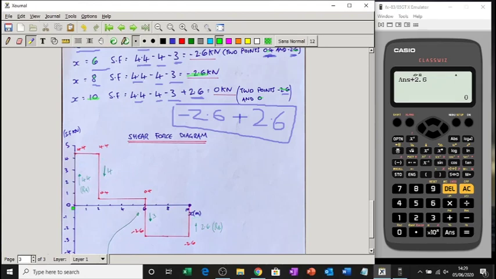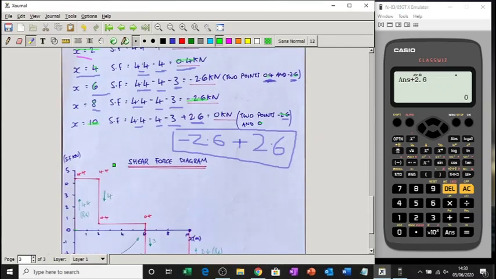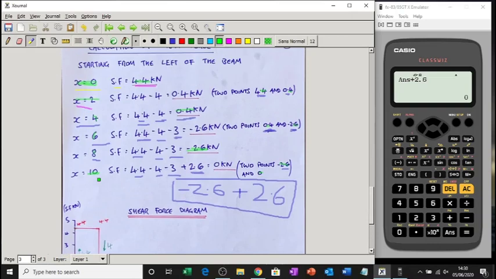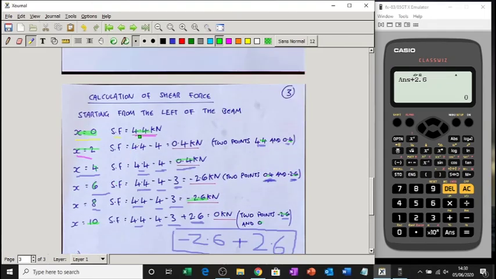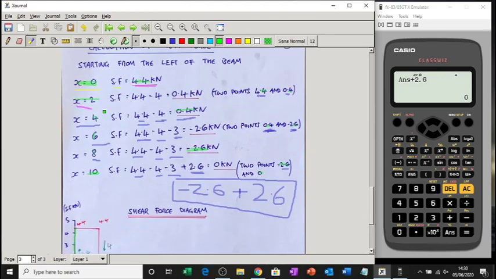So my first point is going to be, there's a point there really, and then my shear force diagram is going to look a bit like this. So 4.4 is there, x equals 0, plot 4.4. So we'll have it coming up, starting from 0 really up to 4.4. Then at x equals 2, I've still got 4.4.